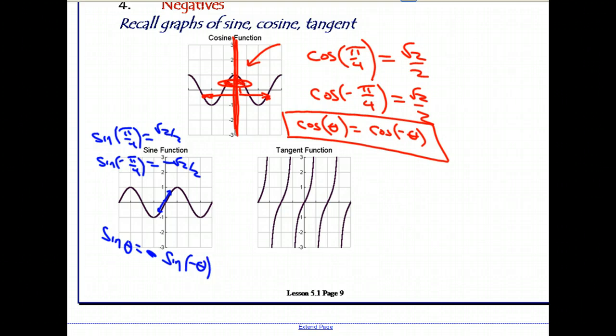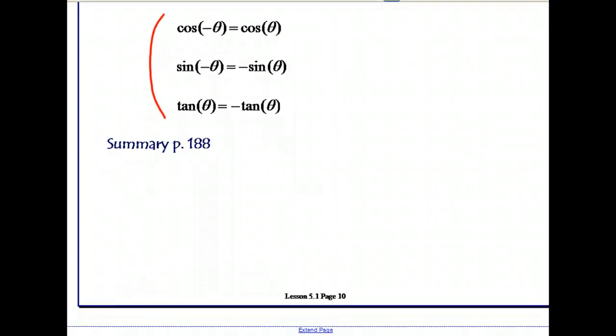And likewise for a tangent graph. Look, when you go to the right, it goes up. You go to the left, it goes down. So hopefully just looking at those 3 graphs, these identities kind of make sense. And our identities are right here.